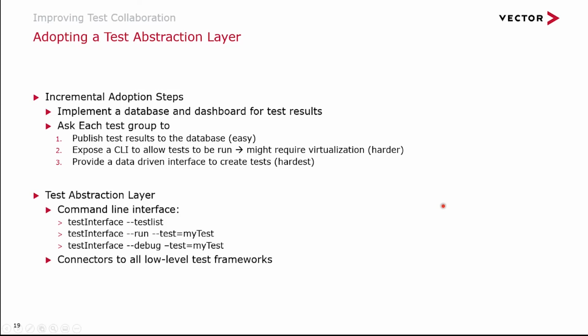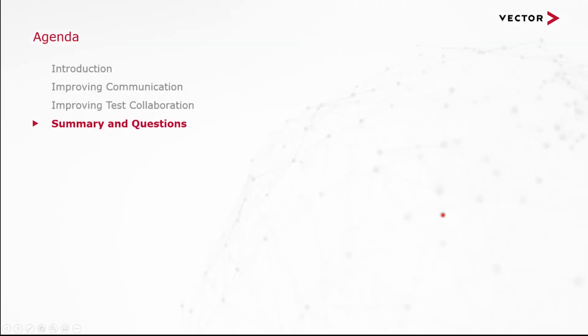And then once you have at least step 2 accomplished, where anybody is able to easily run any flavor of test, then you can build this sort of test abstraction layer, which has a command line interface to do things like get a list of tests, run a test, debug a test. And then obviously that will also require a little bit of work, maybe a lot of work, depending on the underlying tools being used, to build those connectors to the lower level test frameworks.